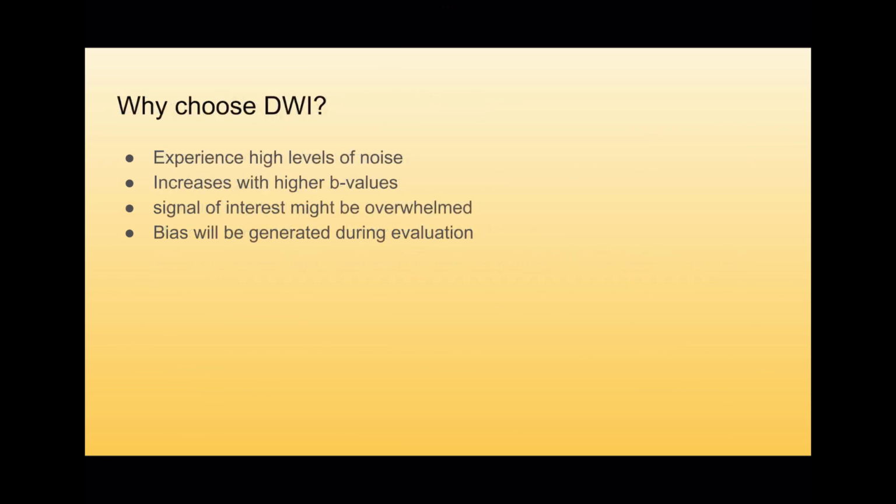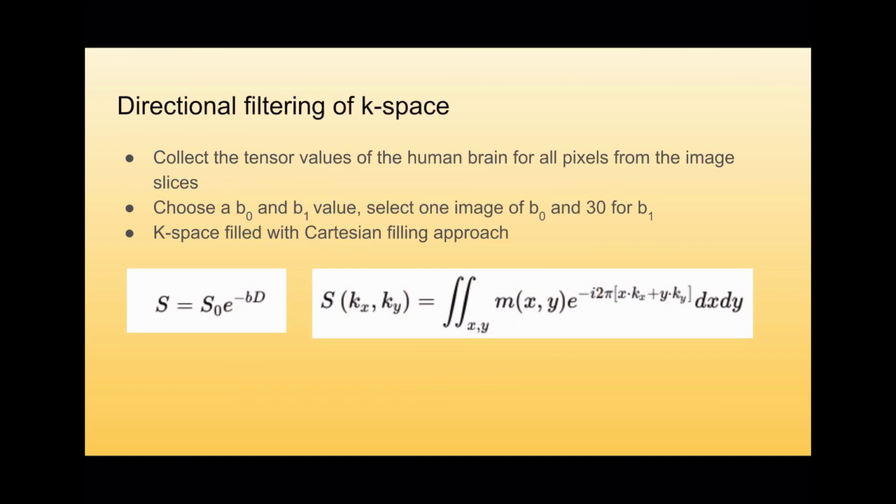The reason for choosing diffusion-weighted images is because it experiences a high level of noise, especially with high B values. The signal of interest might be overwhelmed, and bias will be generated during evaluation. The method we are going to use is a directional filtering of K-space. Using the tensor values collected from the data reconstruction part, we select one image corresponding to the B-log value and 30 images corresponding to a self-decided B1 value. K-space is filled with the Cartesian filling approach with the equations listed below.